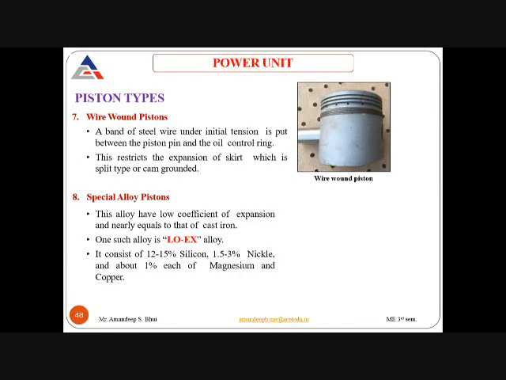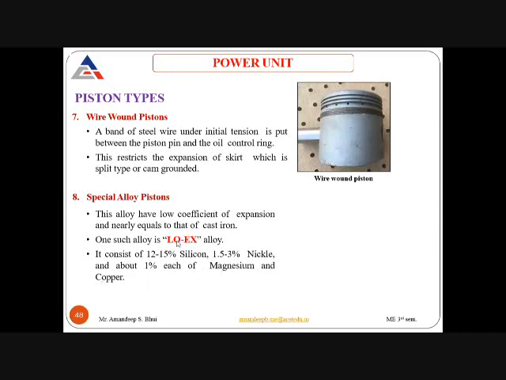Okay, so this is the advantage of providing this wire wound piston. Now the next type of piston is your special alloy pistons. An example of this type is the Lo-Ex piston. In the Lo-Ex piston, the composition is 12 to 15% silicon, 1.5 to 3% nickel, and about 1% each of magnesium and copper.